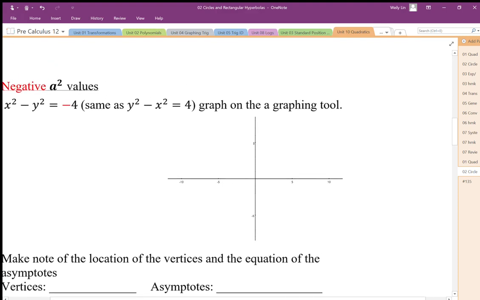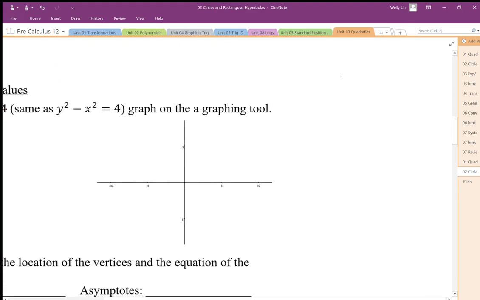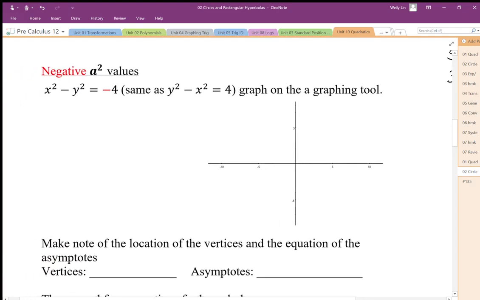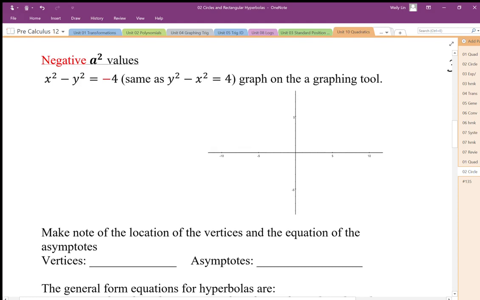Just so that we're clear on this, if I have 5 minus 3 equals 2, I know that if I reverse the subtraction, I'll get the opposite. So I can get rid of this negative 2 by reversing the subtraction. So what does this look like on a graphing tool? You can put it in your graphing tool, but I'm also going to show this algebraically.